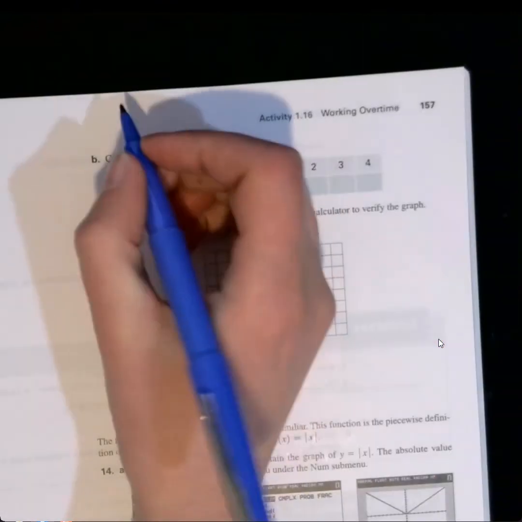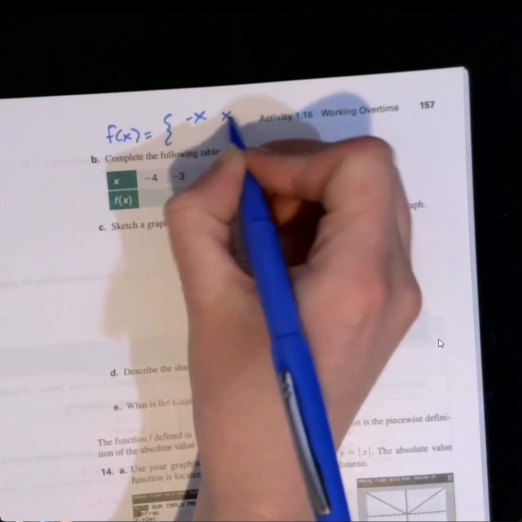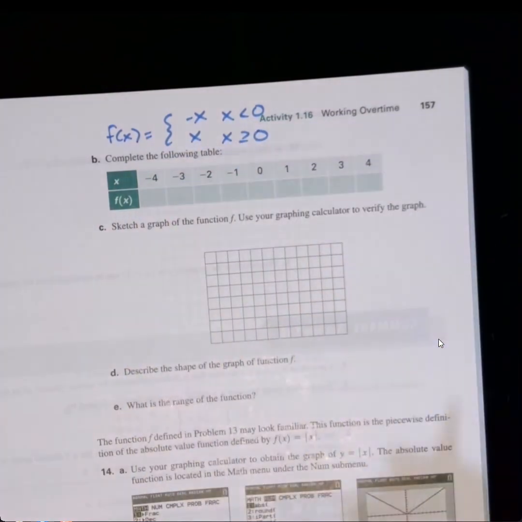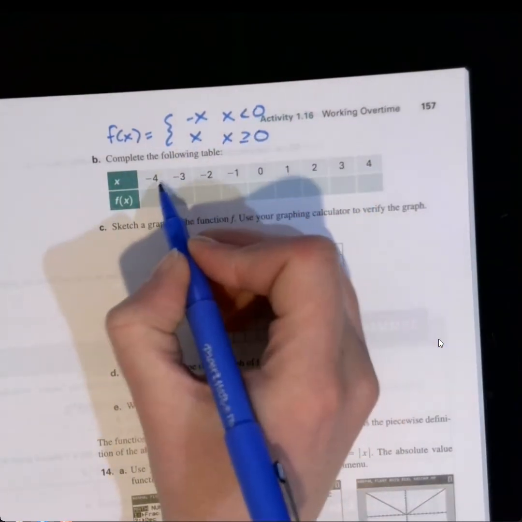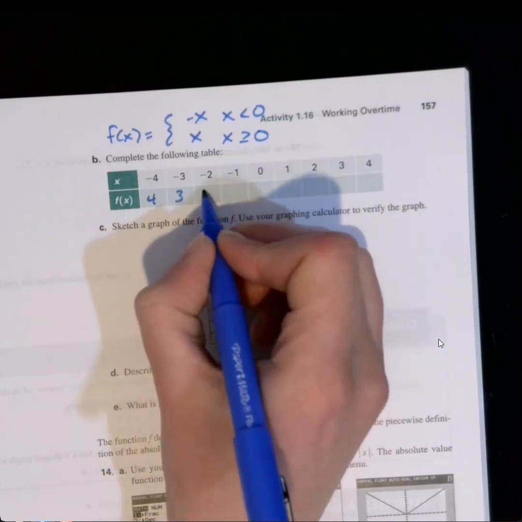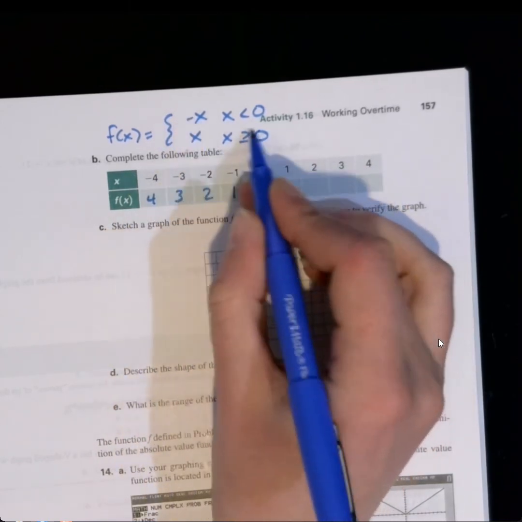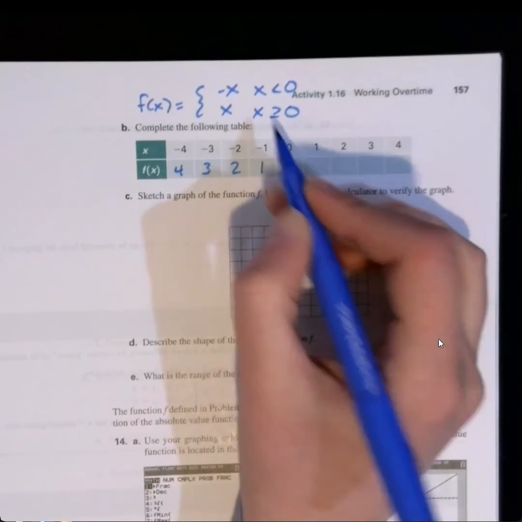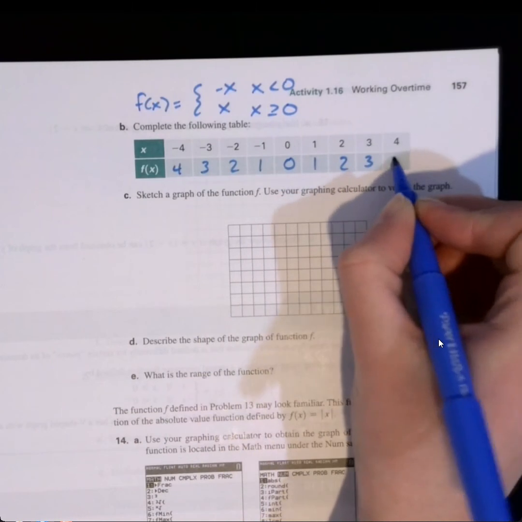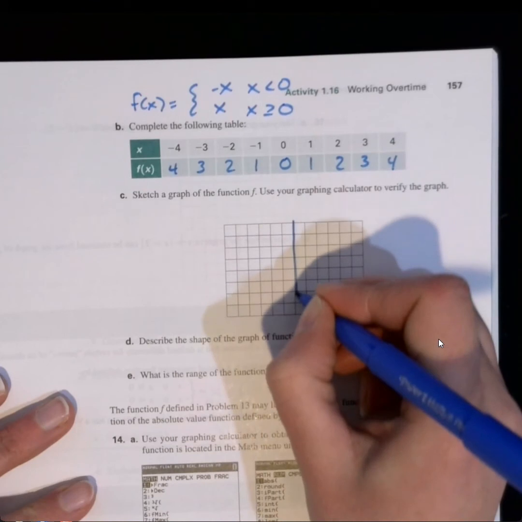So our function is f of x equals negative x if x is less than 0, and x if x is greater or equal to 0. So if we're less than 0, like negative 4, we'll do negative x. So negative 4 is 4, negative 3 is 3, negative 2 is 2, negative 1 is 1. And then I can't use the top function anymore because I hit 0, and that's in the second condition. So if I plug 0 in, 0 is 0, 1 is 1, 2 is 2, 3 is 3, 4 is 4. Sketch the graph.